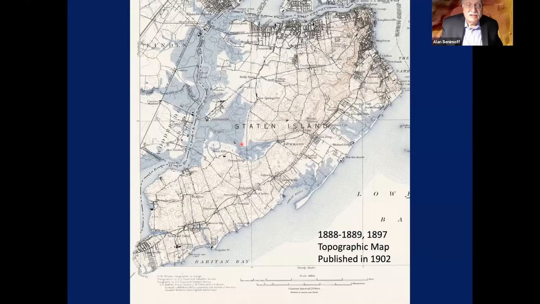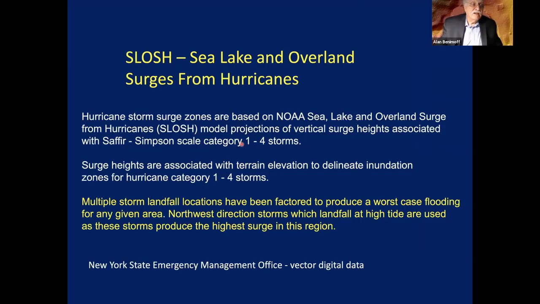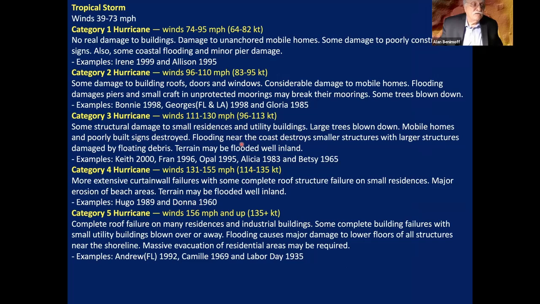This is what Staten Island used to look like in the late 1800s, and the map was published in 1902 by the USGS. So we looked at the SLOSH zones here at the time. They've changed them now, but at the time we were able to get these. So here are the different categories 1 to 5.